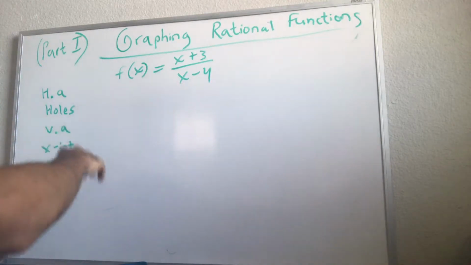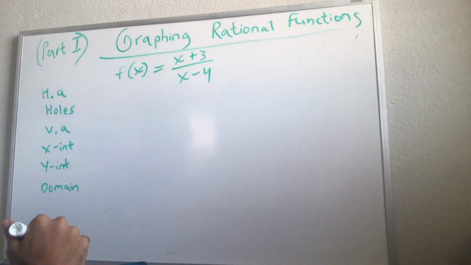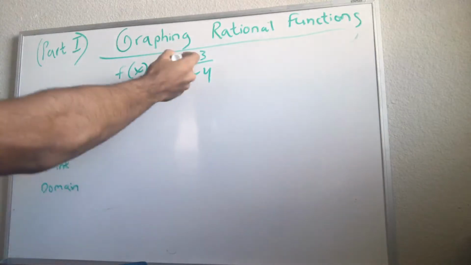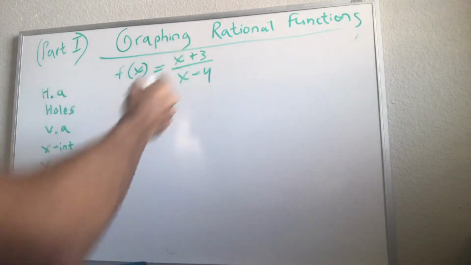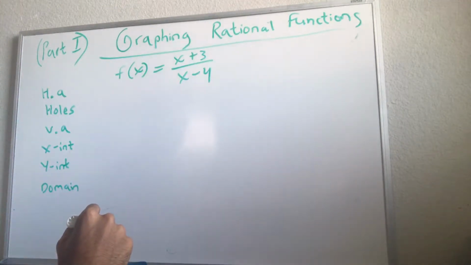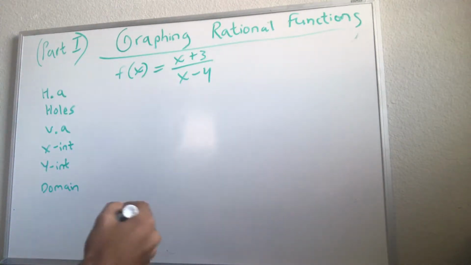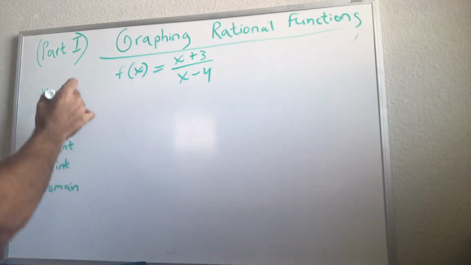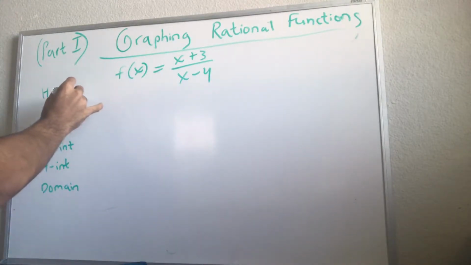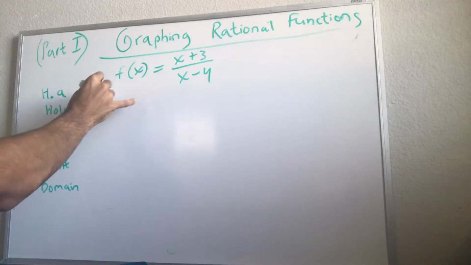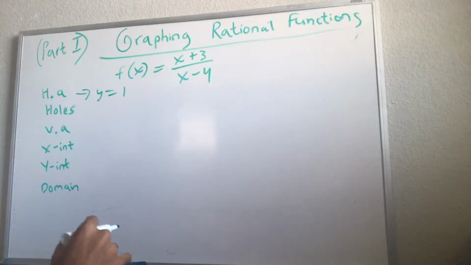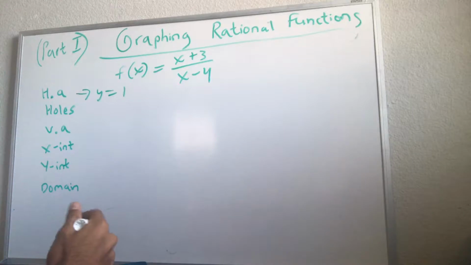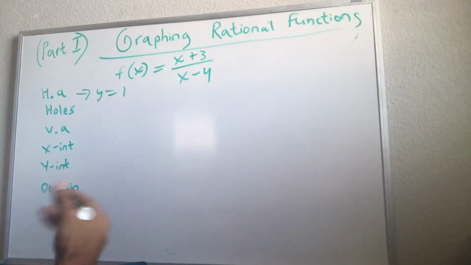Looking at the horizontal asymptote, the rule states that if the degree is the same, which in this case it is, you do a over b, where a and b represent the leading coefficients. It's 1 and 1, so that's just 1 over 1, which is 1. Therefore, there's a horizontal asymptote at y is equal to 1. That's where your graph is approaching. It's not going to hit that, but it tends toward that asymptote.